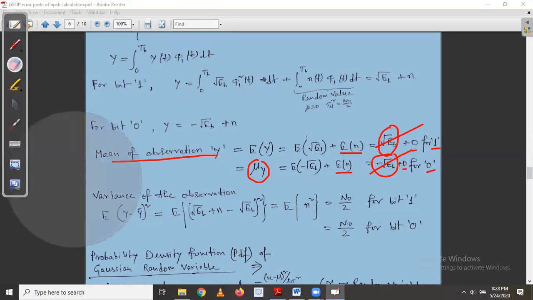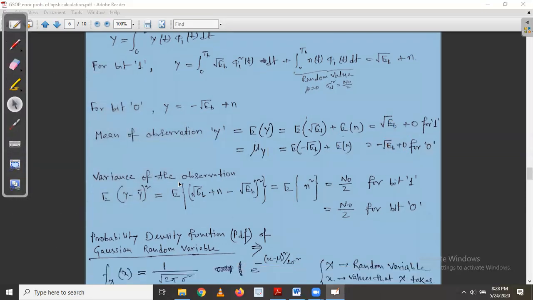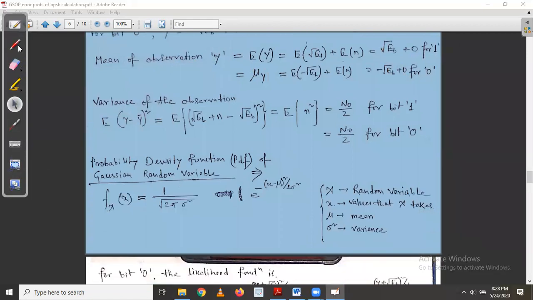Same way, we will find out the variance of observation. Here, just remember that EB is a constant term, so the mean of EB is a constant term only. So minus root of EB is only coming, but the mean of noise is 0. Okay, so this is the mean of observation.